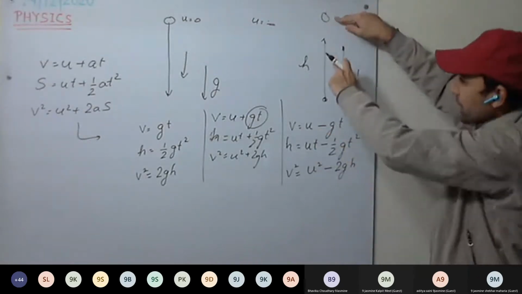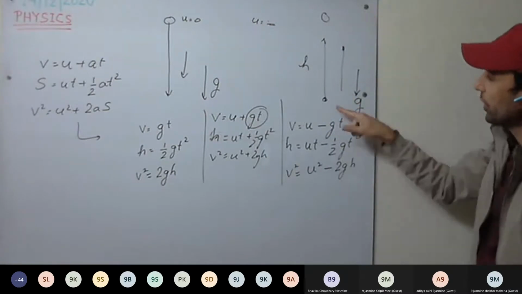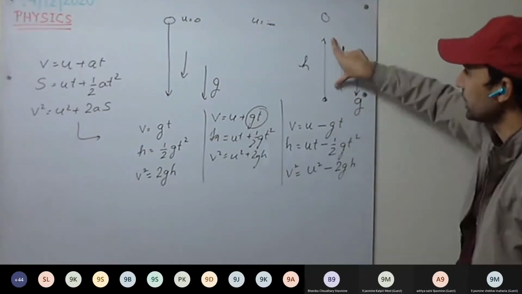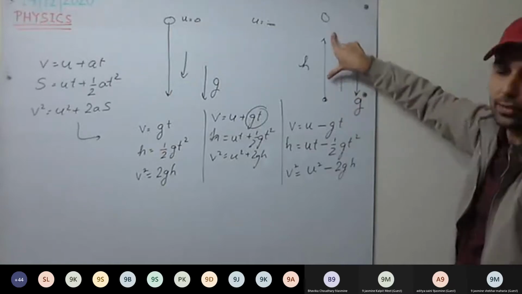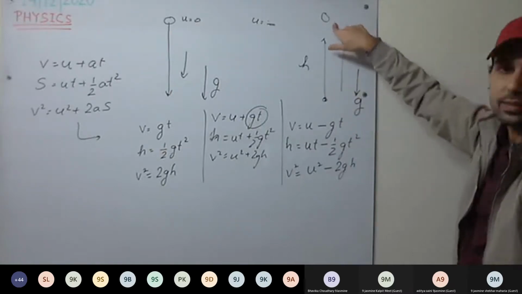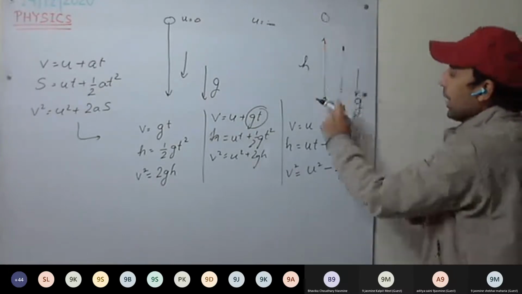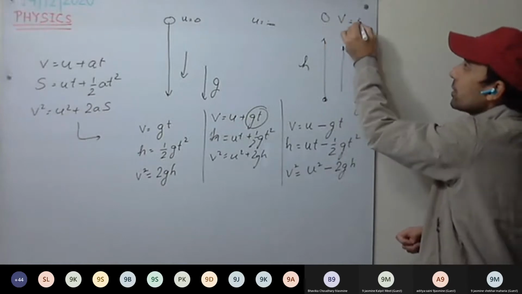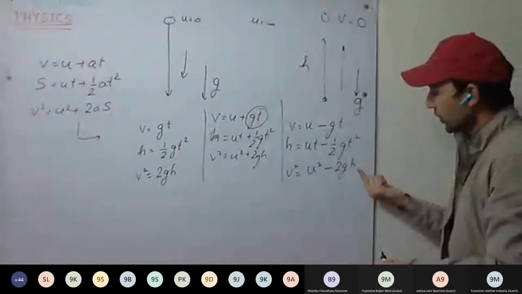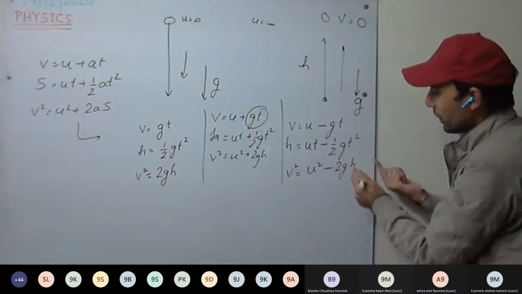And now it again comes back. So if we have to calculate the distance covered, that is the maximum height covered, how can we calculate it? See here, as this body reaches the maximum height, the final velocity will be 0. So which equation will we be using? Because we need h, the last equation we will be using.